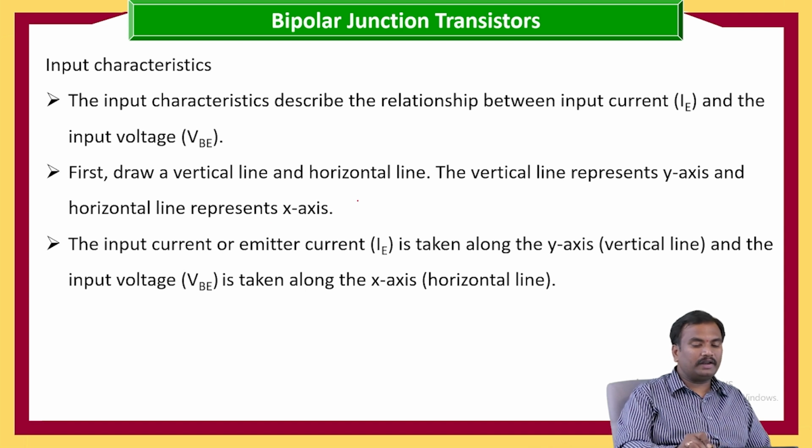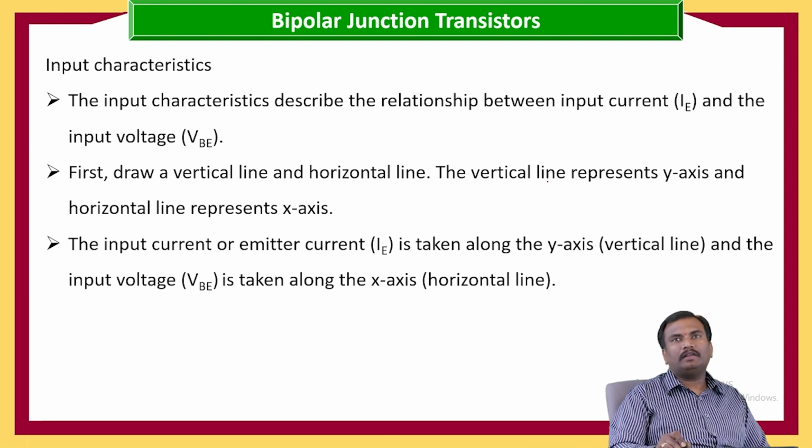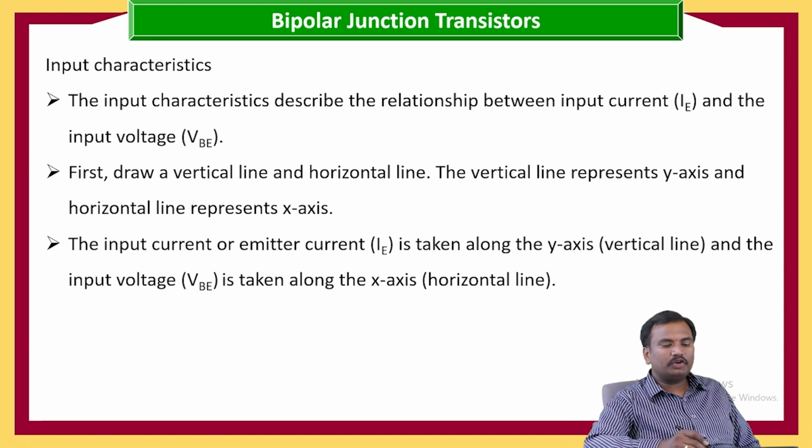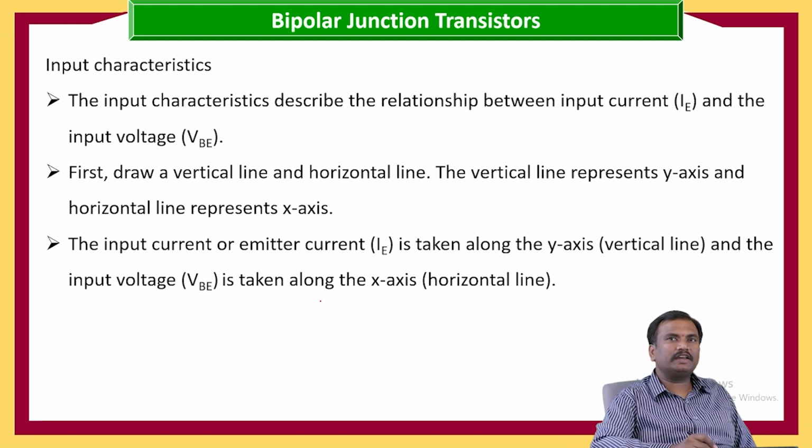First draw a vertical line and a horizontal line. The vertical line represents the y-axis and the horizontal line represents the x-axis. The input current or emitter current is taken along the y-axis and the input voltage is taken along the x-axis.